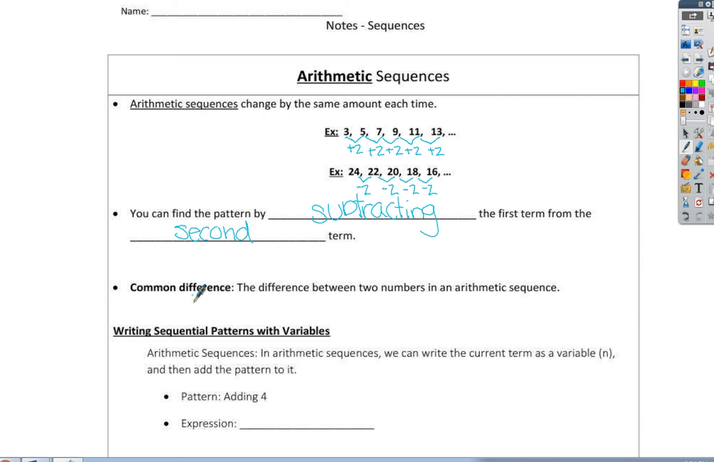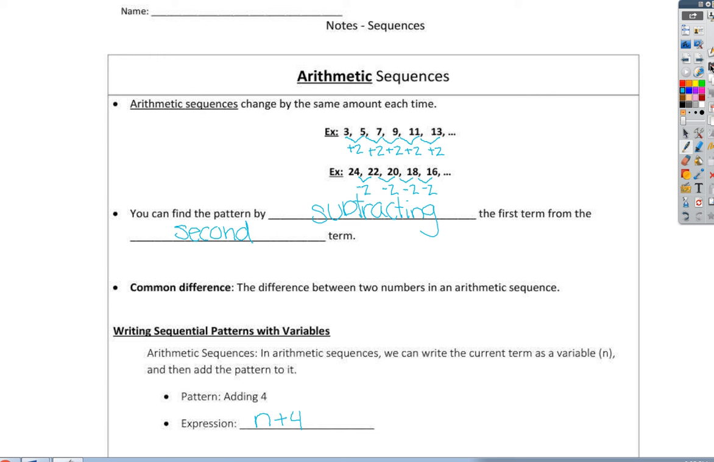So it's important to know that the common difference is what we're looking at. This plus 2 and the minus 2 is the common difference between the numbers. So it's the common difference between the two numbers in the arithmetic sequence. In an arithmetic sequence, we can write the current term as a variable and then add the pattern to it. So when we use a variable to write our pattern, say our pattern is adding 4, any number that we're talking about, we're adding 4 to it. So a number plus 4. N plus 4 would be our expression.